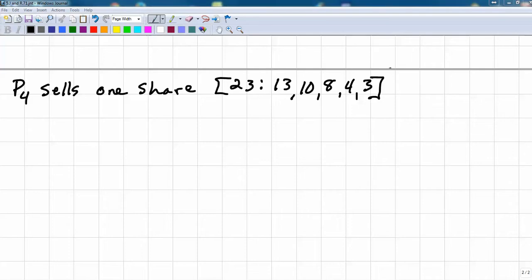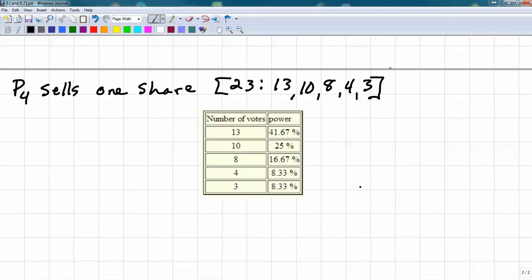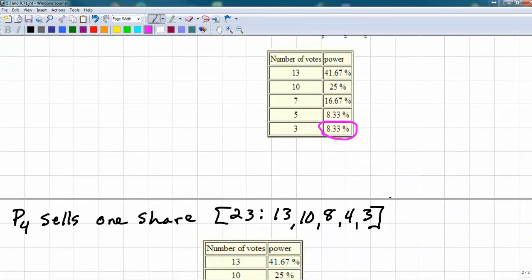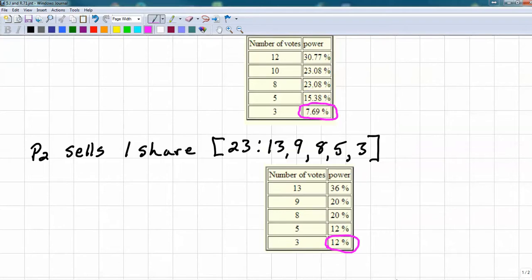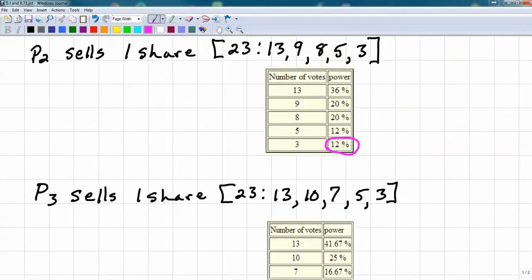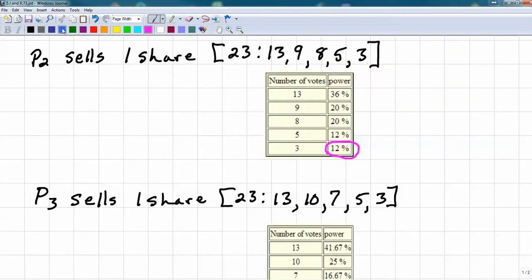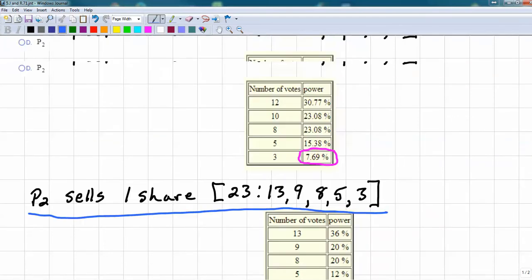Notice that once again, P sub 5 is at 8.33%. So what I need to do is make sure that I understand which one of these coalitions gives P sub 5 the highest percentage. And that's going to be this particular coalition right here, where P sub 2 sells one of their shares to P sub 5. So then you would want to go ahead and select this as your choice.